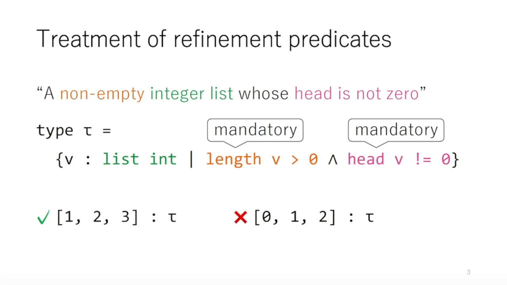In a traditional refinement type system, refinement predicates are uniformly treated as mandatory requirements. This is reasonable in situations where we use refinement types to describe specifications of programs, because for a program to be correct, it must fully meet its specification.